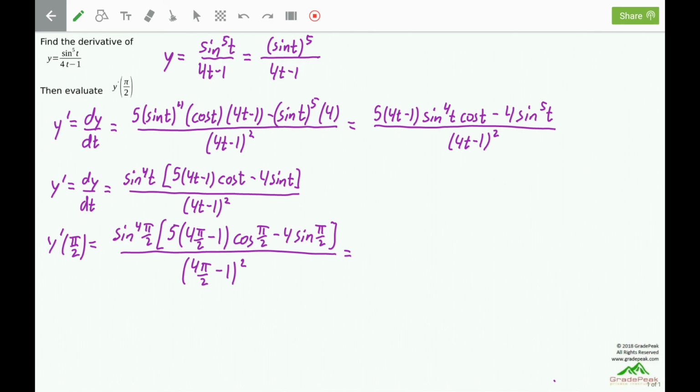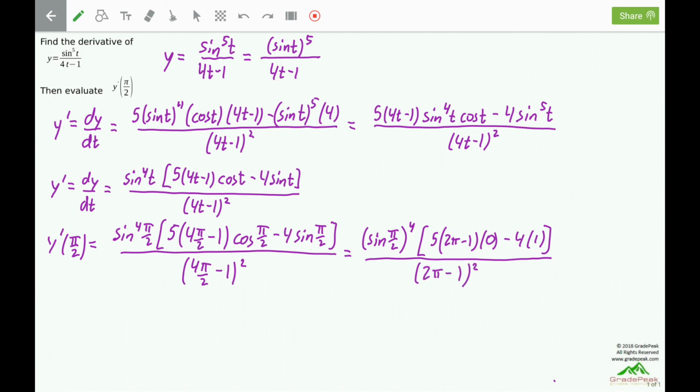That first expression, that's sine to the fourth of pi over 2. Now that means to evaluate the sine first and then raise it to the fourth power. In here we have 5 times, now this is 4 pi over 2, and that 4 and that 2 can reduce, so that'll just reduce to 2 pi minus 1. And then the cosine of pi over 2, which is a 0, minus 4 times the sine of pi over 2, which is a 1. All this over 4 pi over 2, which can reduce to 2 pi, and then minus 1, and then quantity squared.